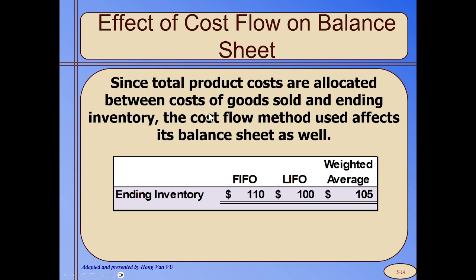Now we look at the effect of cost flow on the balance sheet, right? Since the total product costs are allocated between cost of goods sold and ending inventory, the cost flow method used affects the balance sheet as well. So by the end of the period, the ending inventory under LIFO is 110, while FIFO is 100 and weighted average is 105. So you can see that the total assets of the company may not be the same, right?